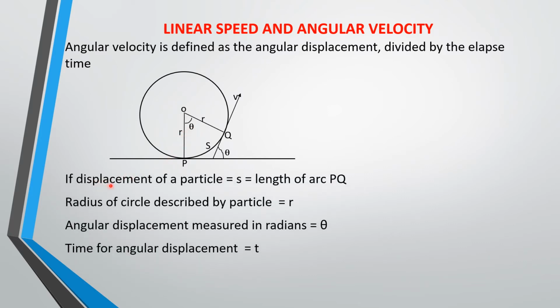So if you have these parameters, that the displacement of the particle from P to Q is given by s, and the radius of the circle is given by r, then the angular displacement measured in radians is given by theta. This theta is measured in radians in most cases, so take note of that. And the time for the angular displacement is given by t. Then you can derive an equation that relates all these variables, and these equations are what we are going to derive shortly.